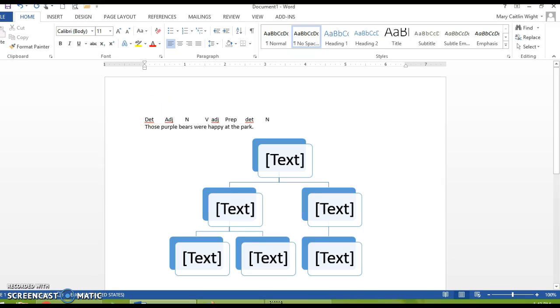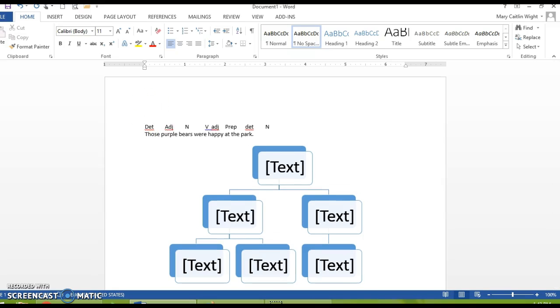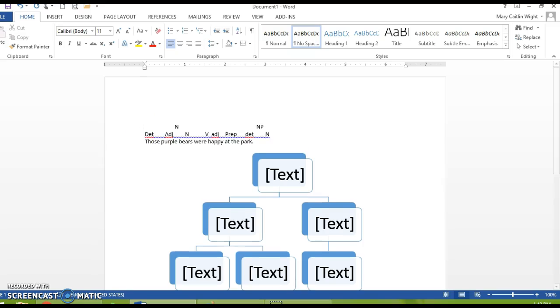If we keep going up, we can keep going. So we know the adjective and the noun make the noun. We know that a determiner and a noun makes a noun phrase. We can go to the next line up. We know that a determiner here in this noun makes a noun phrase. And our preposition in a noun phrase makes a prepositional phrase. And our verb in an adjective makes a verb phrase.